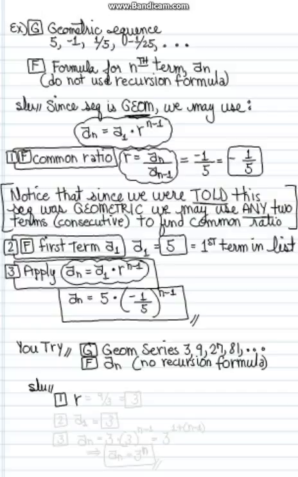For the first step, we get the common ratio. R equals 9 divided by 3 equals 3. Second step, the first term, a sub 1, is equal to 3. And the third step, use the formula. A sub n equals the first term, 3, times the common ratio, 3, raised to the n minus 1 power.